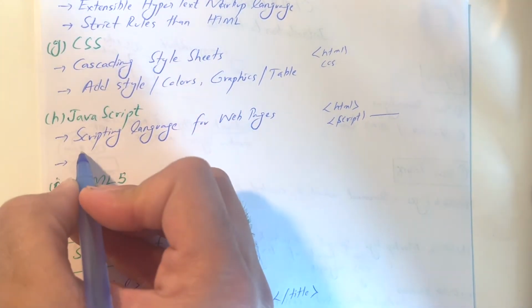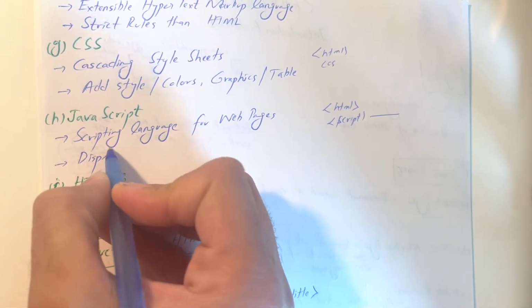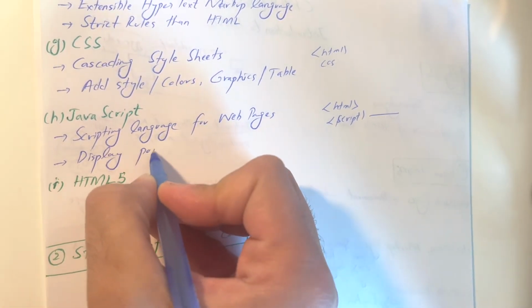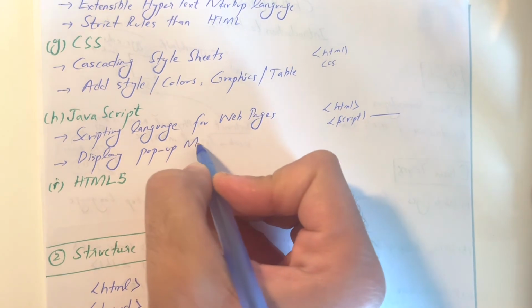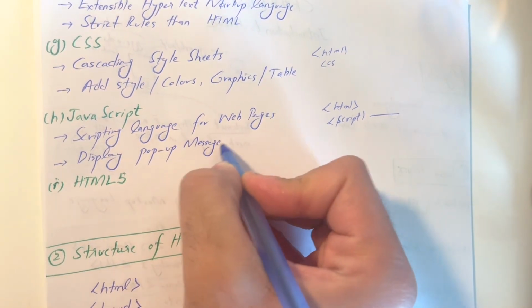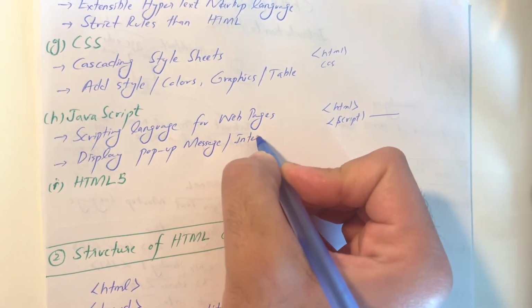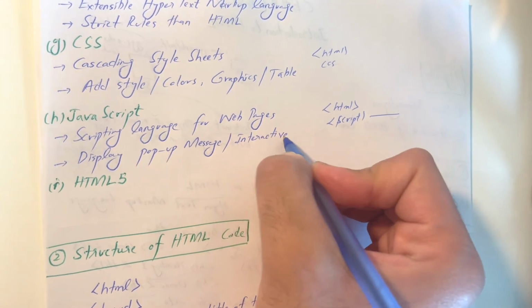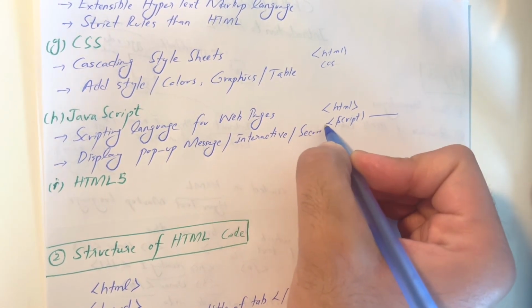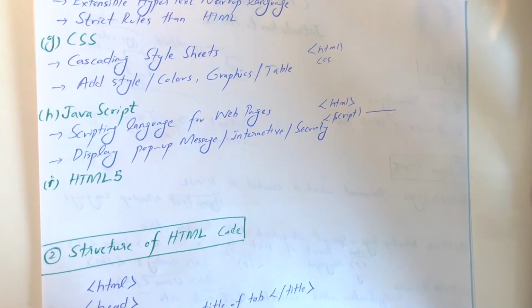Typically, it is used to display some pop-up messages, to make the website more interactive, and for other security things. So you can put some security configurations and all that using JavaScript.